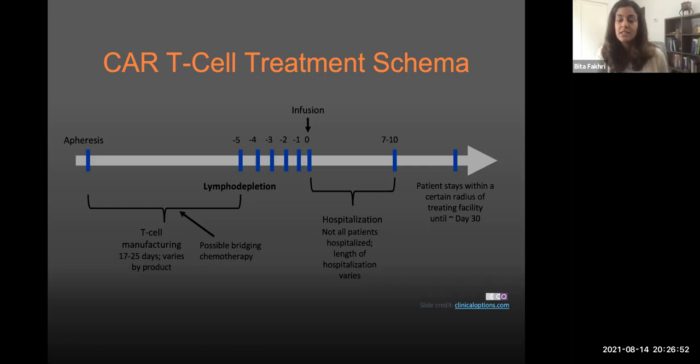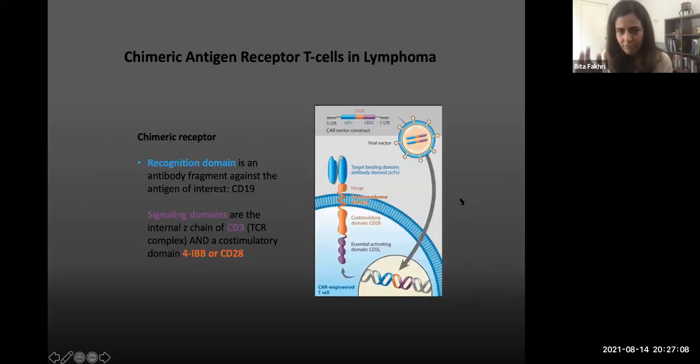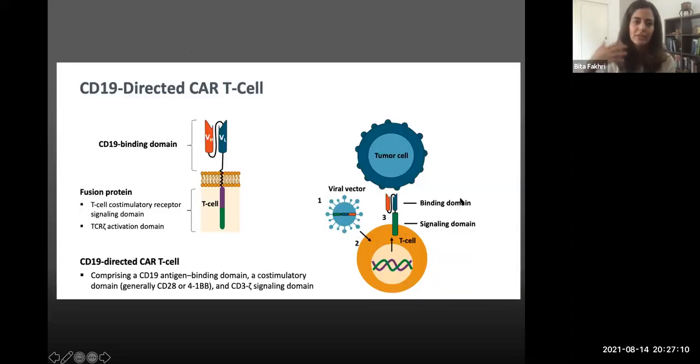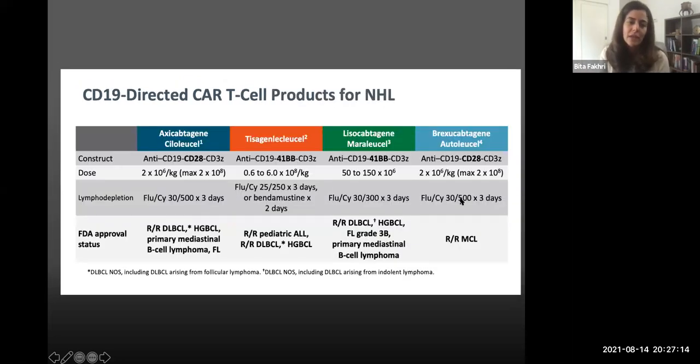And the other toxicity is neurotoxicity, and that's when these inflammatory mediators cross the blood-brain barrier and get into the central nervous system. And we now know how to manage those patients with steroids. And for the first month after getting CAR T therapy, they have to stay locally, so that if they develop any toxicities, they can come to us and we can manage them.